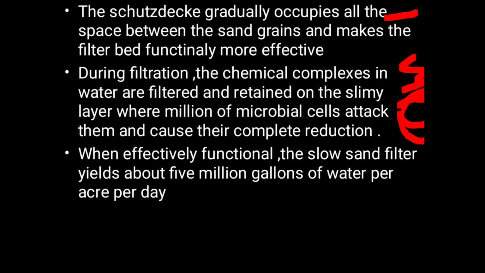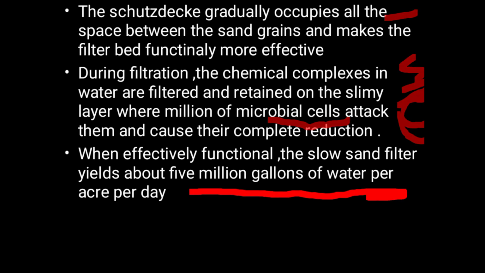Now, during filtration, the chemical complexes in the water are filtered and retained on the slimy layer, where millions of microbial cells attack them and cause their complete reduction. So, the important function of the Schmutzdecke layer is that it contains bacteria. When there are chemicals in the water, these bacteria attack the chemicals and do complete reduction. When efficiently functional, the slow sand filter yields about 5 million gallons of water per acre per day.